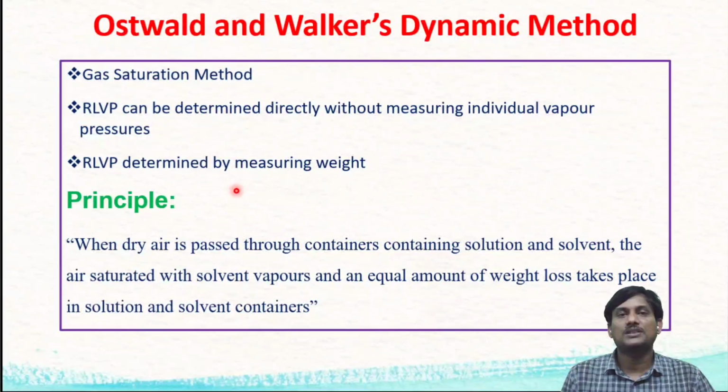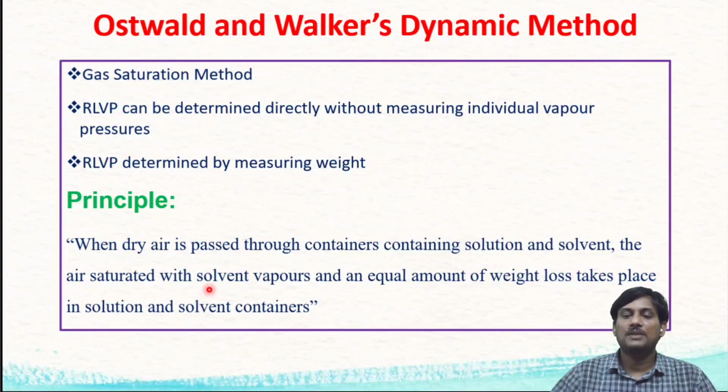In this method, the relative lowering of vapor pressure is determined by measuring weight loss in the containers of solution and solvent. The principle involved in this method is that when dry air is passed through containers containing solution and solvent, the dry air is saturated with the solvent vapors and an equal amount of weight loss takes place in the containers of solution and solvent. This is the principle involved in Oswald and Walker's dynamic method.